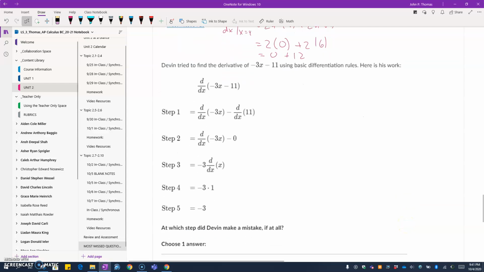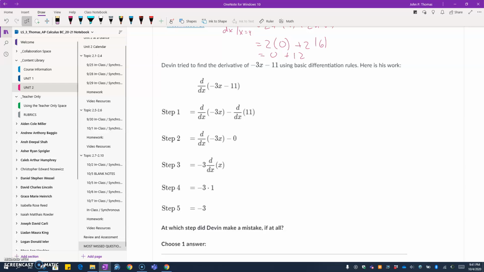Alright, so most missed problem 11 says Devin tried to find the derivative of negative 3x minus 11 using basic differentiation rules. Here is his work. And it wants us to find which step Devin made a mistake, if he made a mistake at all.